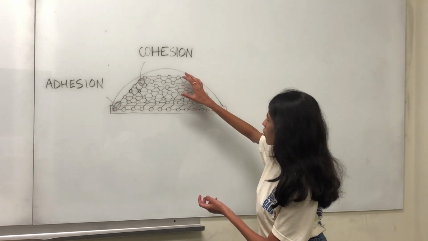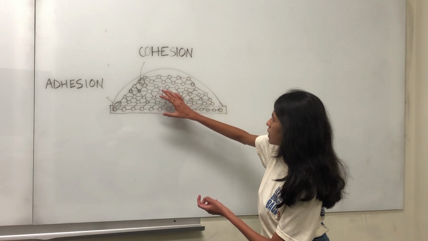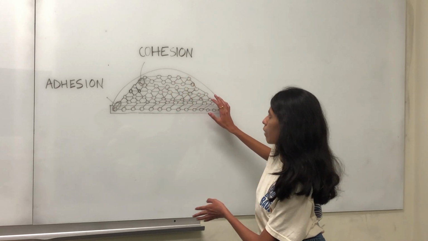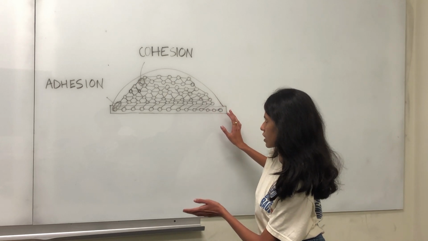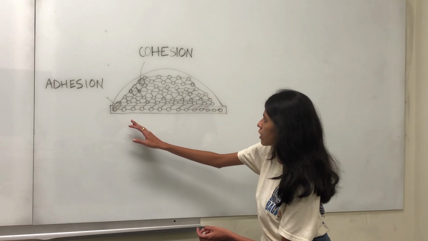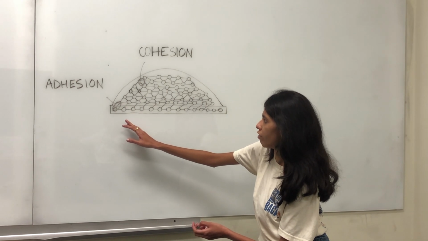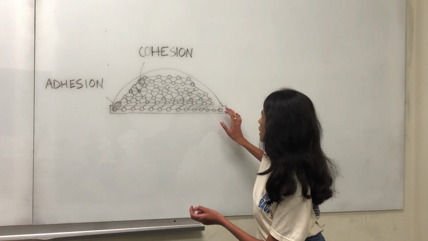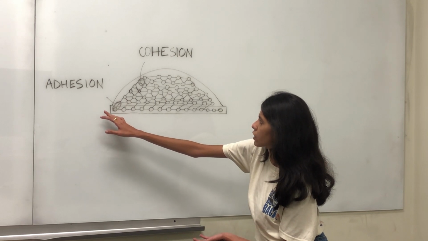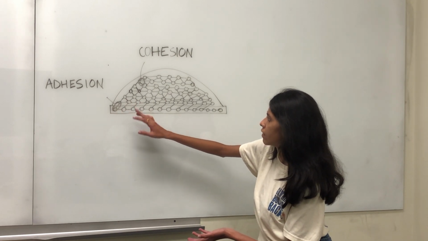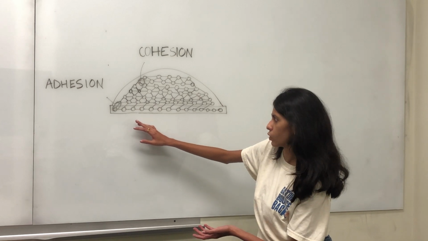So cohesive forces help them maintain the shape of the liquid and properties such as viscosity and surface tension, whereas adhesion leads to a phenomenon called wetting, where the liquid is in contact with the solid surface, and it also depends on the cohesive and the adhesive forces.